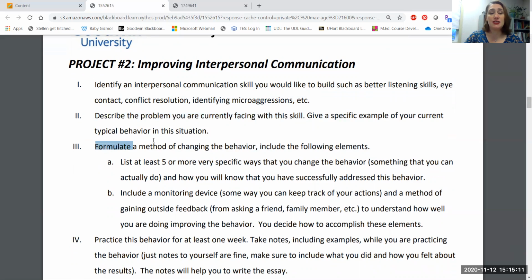The next part is to come up with a method for fixing this. So say, for example, you need to make better eye contact with people. So you make it a point to make eye contact with 10 people in a work shift, something like that. So you come up with a method to change that behavior and to work on that behavior. And in that, you also include a monitoring device. You come up with a way to measure whether or not you've been successful with that behavior.